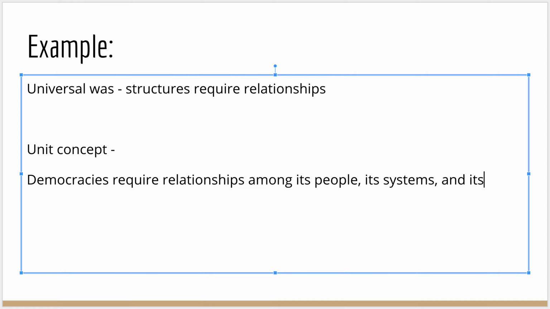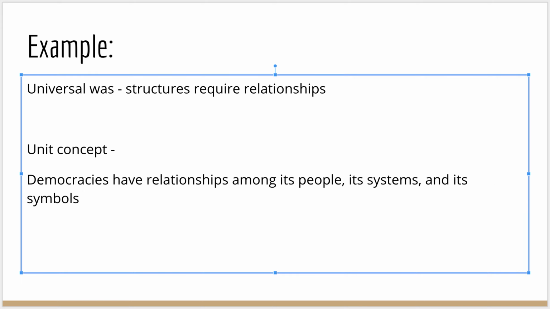There's government systems, there's laws, there's symbols. Democracies require, I don't know if democracies require relationships among their symbols. So maybe I should change this really strong word to democracies have relationships among its people, its systems, and its symbols, because that's a part of this second grade standard. But it's still something that's broad enough that doesn't tell me everything I want to know. I'm going to read it again. Democracies have relationships among its people, its systems, and its symbols. I'm going to leave it and see how it goes.